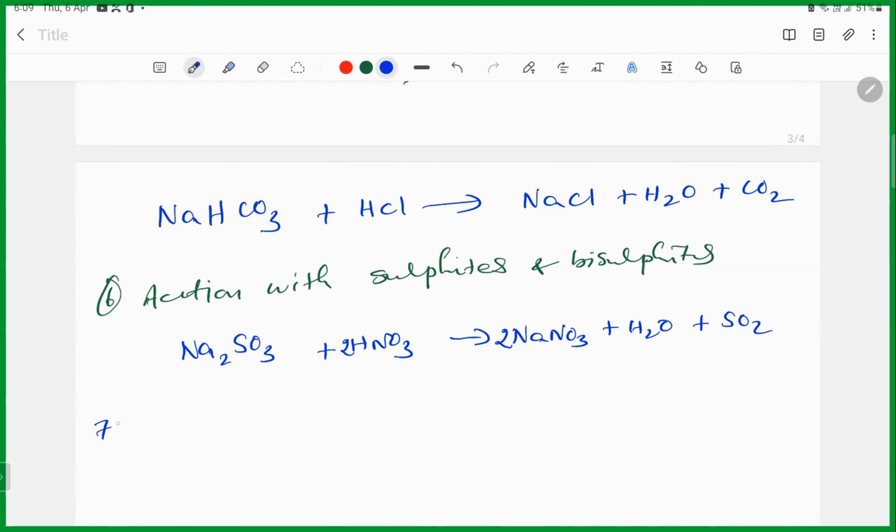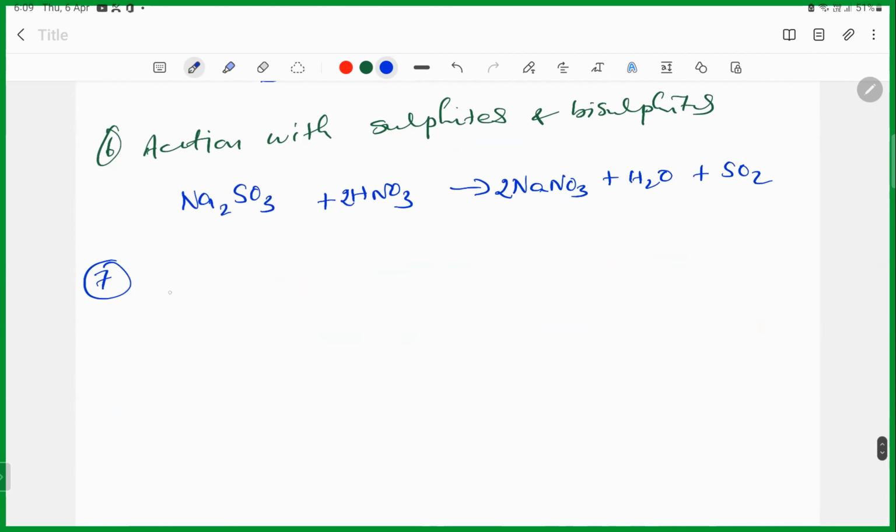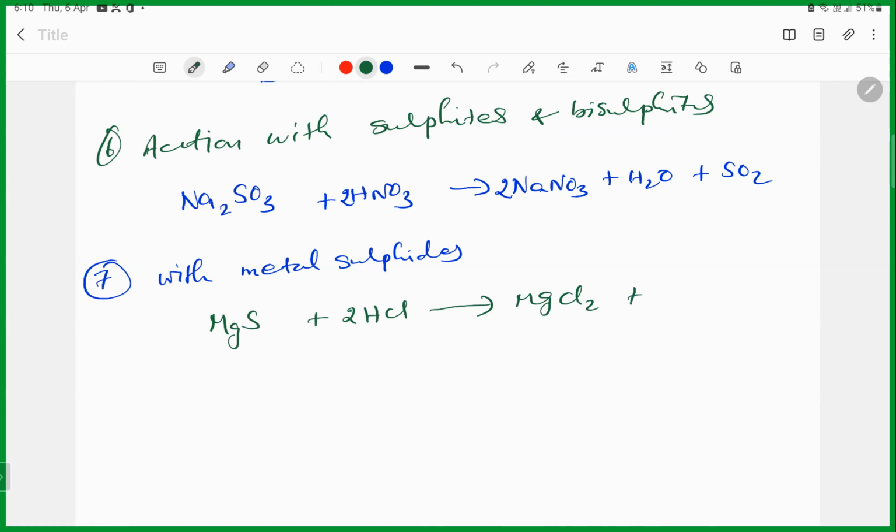And then the 7th, with metal sulfide. So magnesium sulfide reacts with 2HCl and gives magnesium chloride plus H2S. So magnesium sulfide is replaced by magnesium chloride and H2S. So this is the way by which you can generate a different salt.